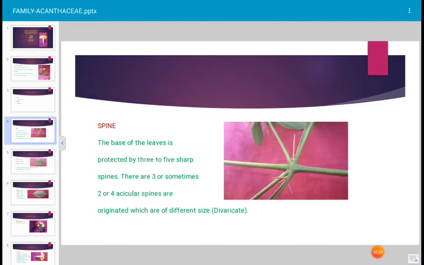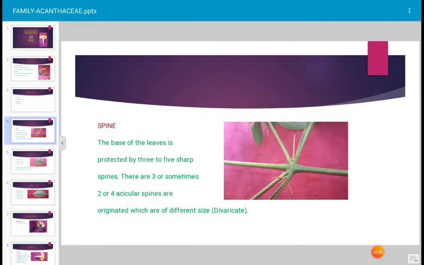At the nodal regions of the plant, spines are there. The base of the leaves is protected by 3 to 5 sharp spines. There are 3, or sometimes 2 or 4, acicular spines. They are of different sizes. The size of the spines is different, so they are described as divaricate spines.